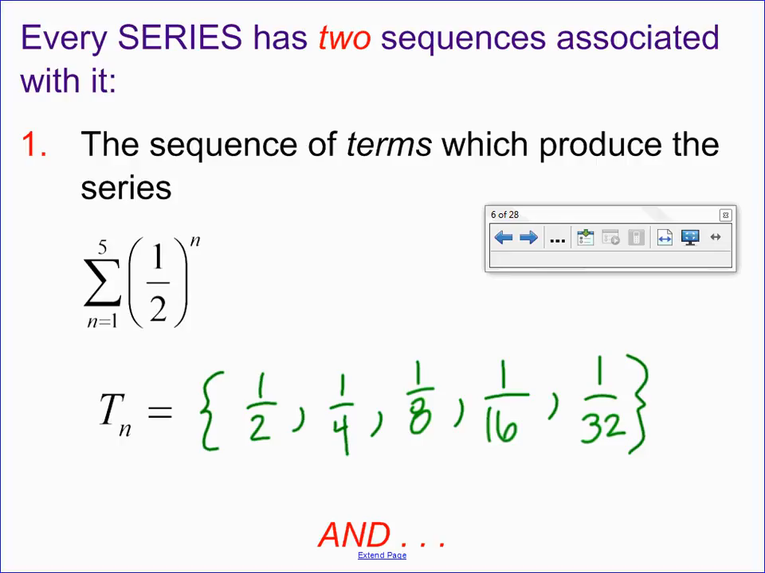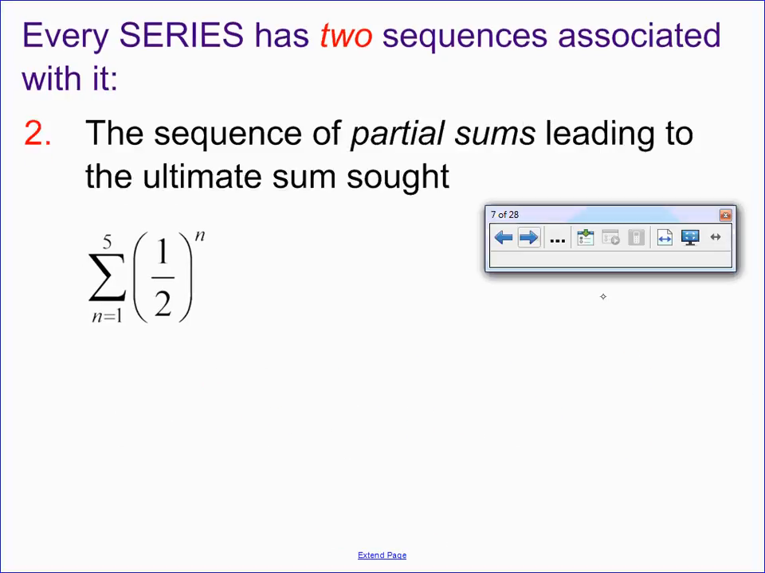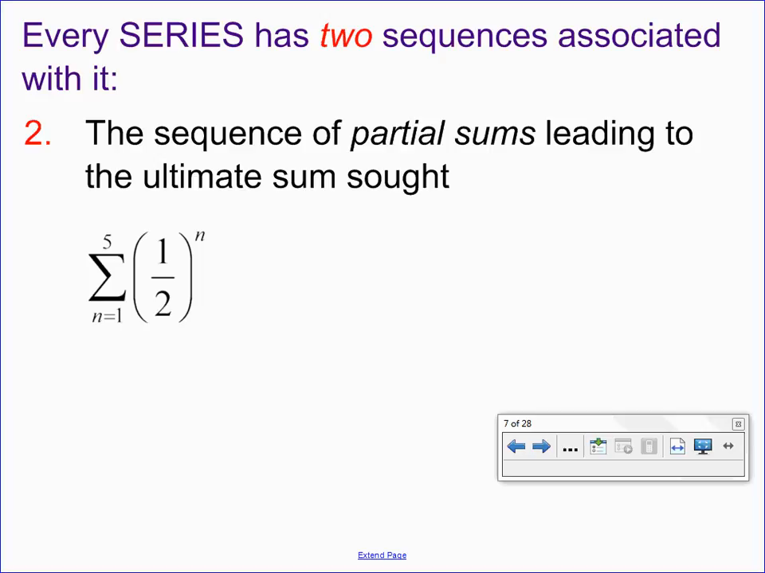But a series isn't the term values. A series is the sum of those term values. And so while the first sequence associated with the series is the sequence of terms, the second sequence associated with every series is the sequence of partial sums leading to that ultimate sum sought. What? Well, if I were to start at 1 and begin summing, I know that my first partial sum, s sub 1, will be 1/2. So s sub 1 equals 1/2.